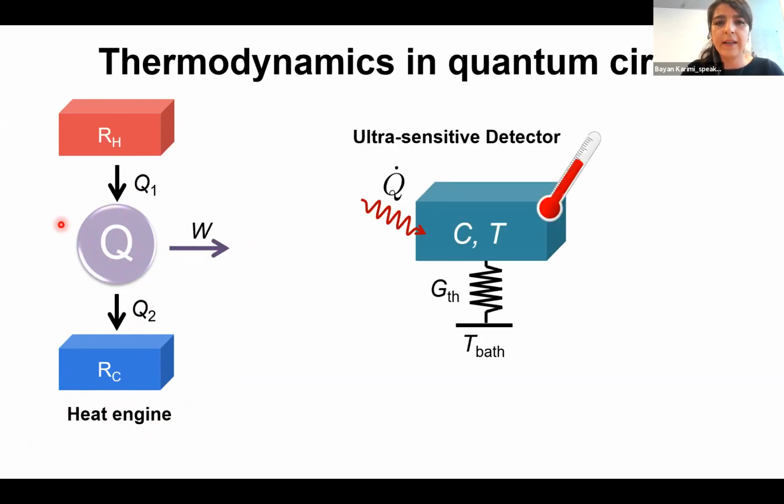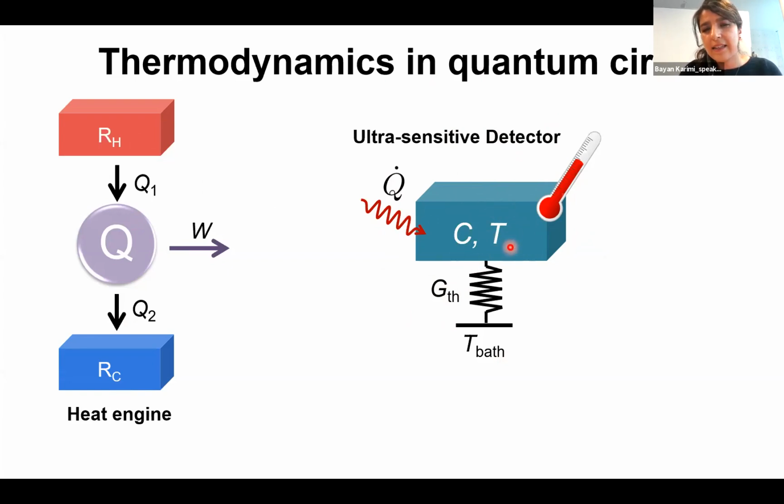There are also important concepts that we try to cover here, about ultra-sensitive detectors. So let's look deeply at this system, because I will refer to it a few times in the talk. Here we have one of these baths, either hot or cold, it doesn't matter. This is our bath, with heat capacity C, so it can be a normal metal, with the temperature T here.